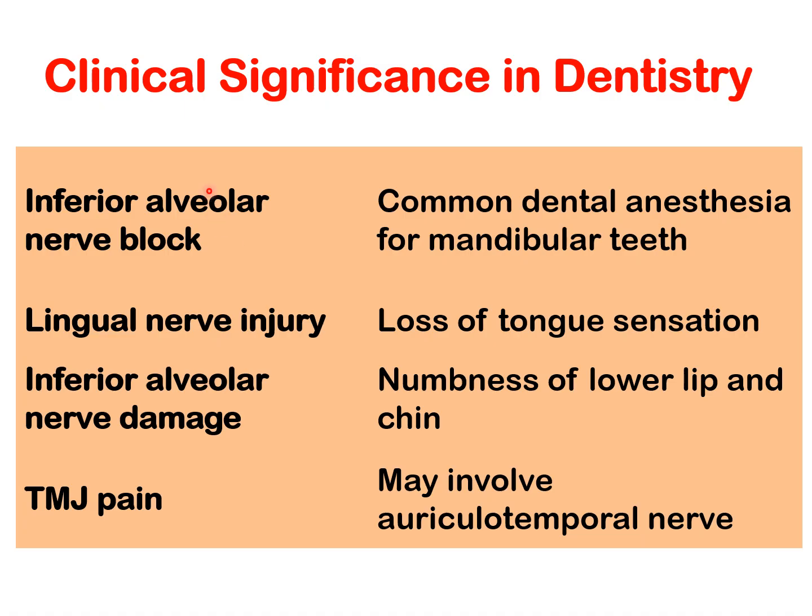So now let's talk about the clinical significance of the mandibular nerve in dentistry. First one is the inferior alveolar nerve block. This is a common dental anesthesia for the mandibular teeth. Second one is that during lingual nerve injury, there is loss of tongue sensation. Third is whenever there is damage to the inferior alveolar nerve, there will be numbness of the lower lip and chin. And TMJ pain may involve the auriculotemporal nerve.